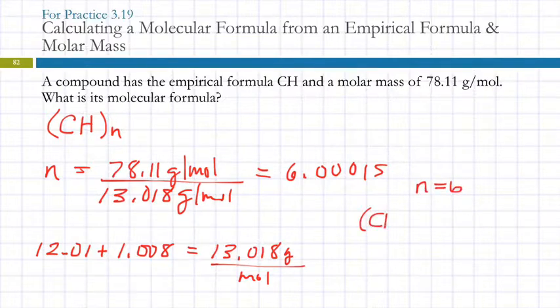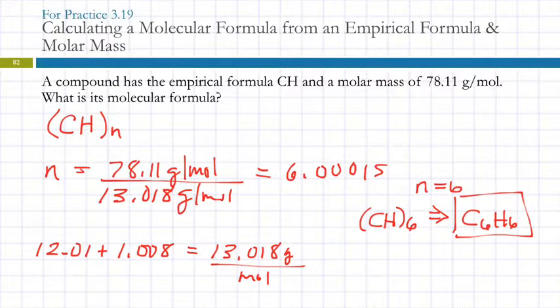I'm taking my empirical formula and I'm multiplying all the subscripts by 6. This is just to help you understand what's going on. That's not the answer. We're going to end up with C6H6. You could simplify that, so this is not the simplest ratio. It's not an empirical formula. This is the empirical formula, CH. This is the actual molecular formula.